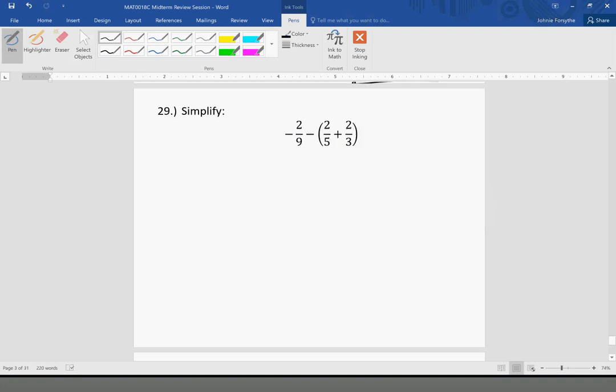Okay, we're almost done. So now, again, order of operations. So work in the parentheses first. So we have 2 over 5 plus 2 over 3. We need to have common denominators. So let's get a common denominator of 5 times 3, which is 15. So I multiply the top by 3, the second one by 5.